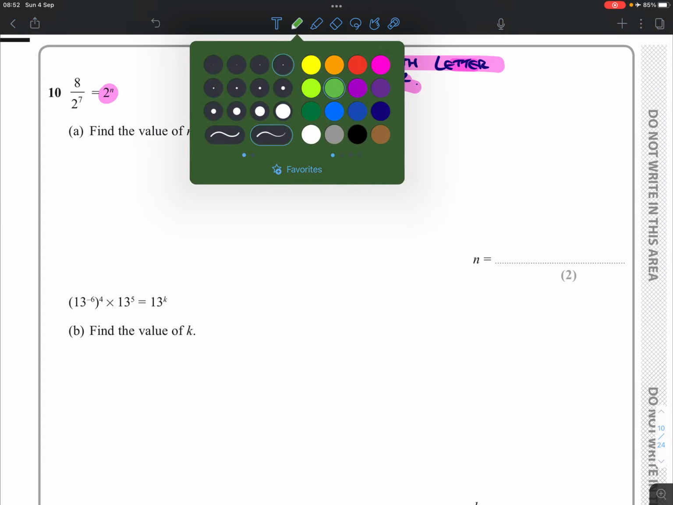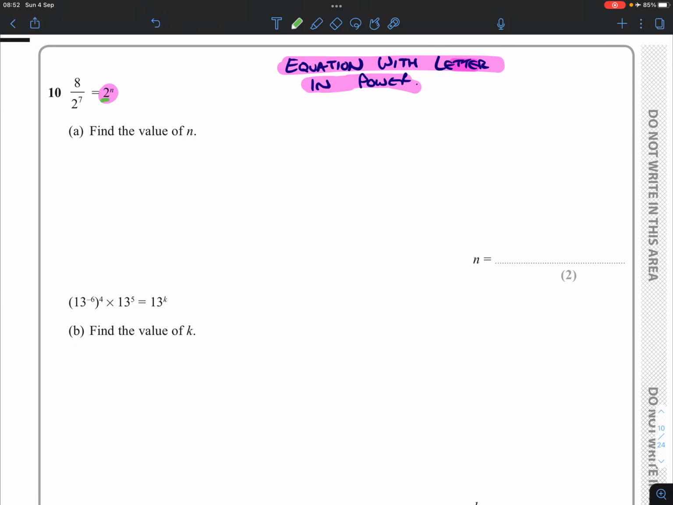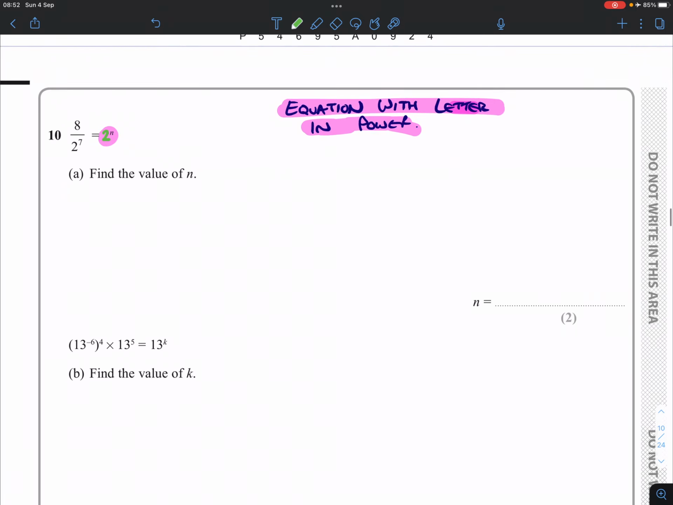So actually it'll be easier to underline this. We have a 2 that's here. We have a 2 that's here. We have a 2 that's here. And although there's nothing actually there, there's technically a power 1. I'm just going to highlight the fact that we have an 8 that's here.